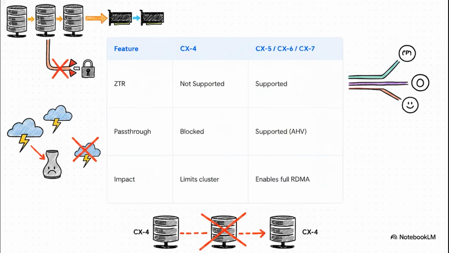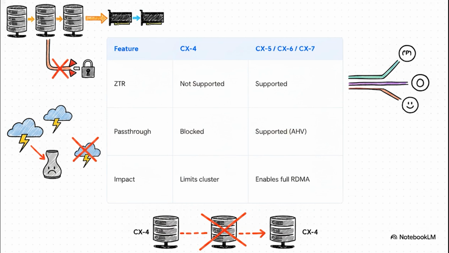Now let's talk about the actual card, specifically the Mellanox family. The generation of card you use directly dictates your cluster's features. Nutanix supports pass-through during Foundation with cards like the Mellanox CX-4, CX-5, CX-6, and CX-7. But look at the stark differences here. If you're running an older CX-4, you do not get zero-touch RoCE or ZTR, and it actually blocks live port pass-through. You're basically stuck with just basic data replication over RDMA.